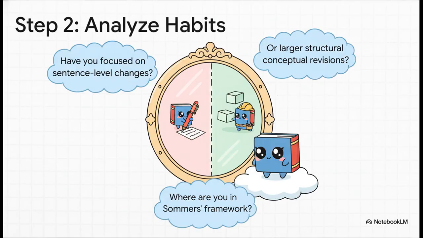Now for step 2, you're going to turn the microscope on yourself. Look back at the changes you've made so far. Have you mostly been tinkering with sentences, or have you been tackling those bigger structural issues? This is where you connect your own process back to what Nancy Sommers talks about. Right now, are you approaching this like a student writer or an experienced writer?